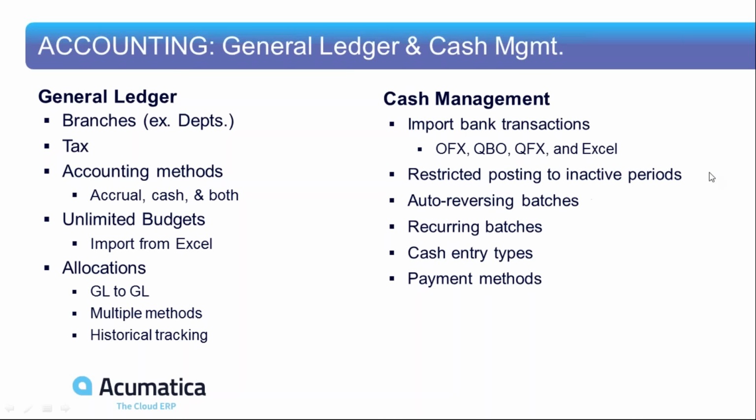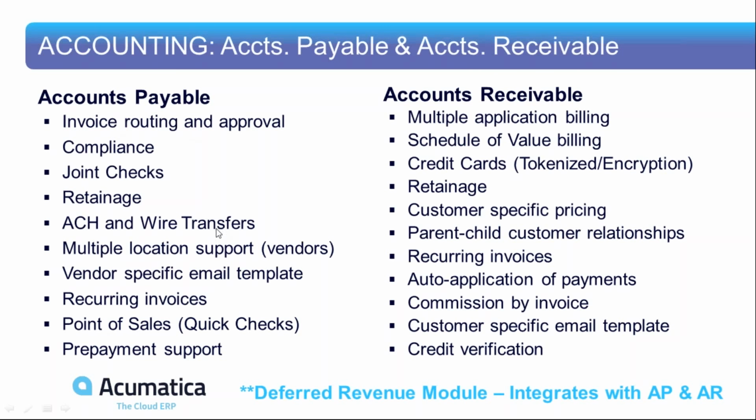In our cash system, we can import bank transactions, so we're looking at the typical bank downloads that are available there. Payables, invoice routing. In the construction world where we start getting into a little bit more, we now support retainage and joint checks and compliance, and we can do point of sales if we need, wire transfers, and the AR side of the house. It's really where we're starting to get into construction-oriented things.